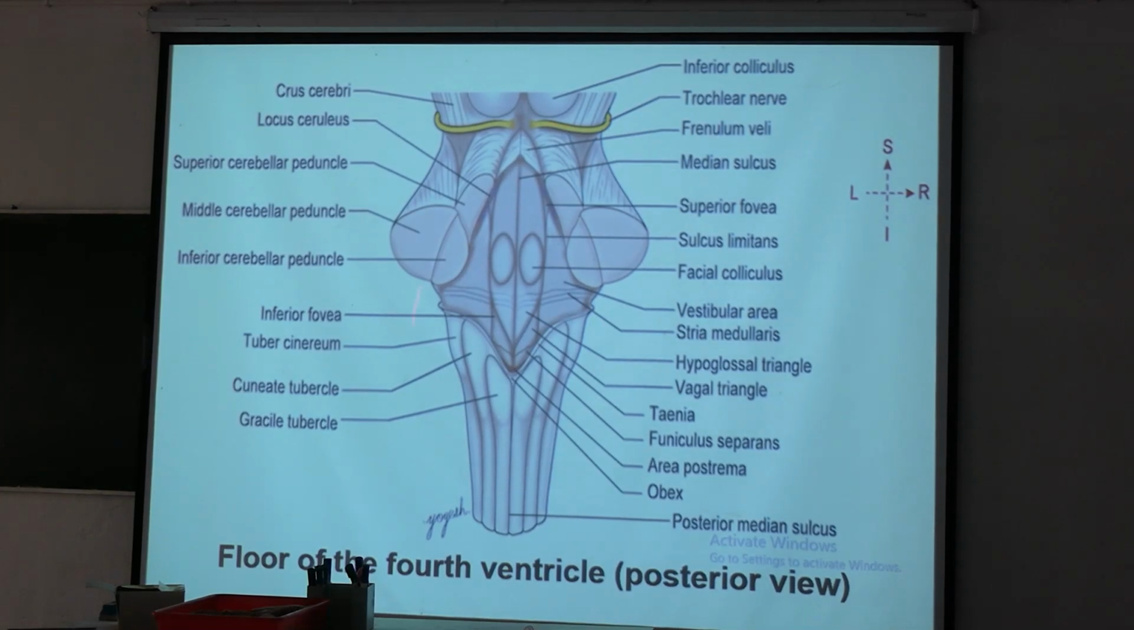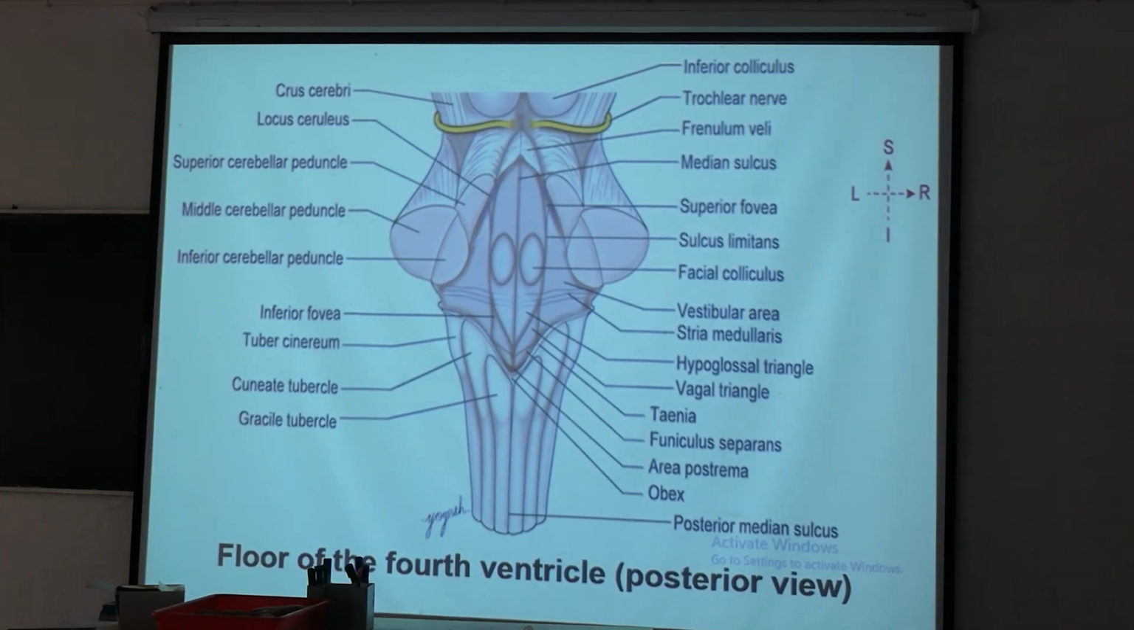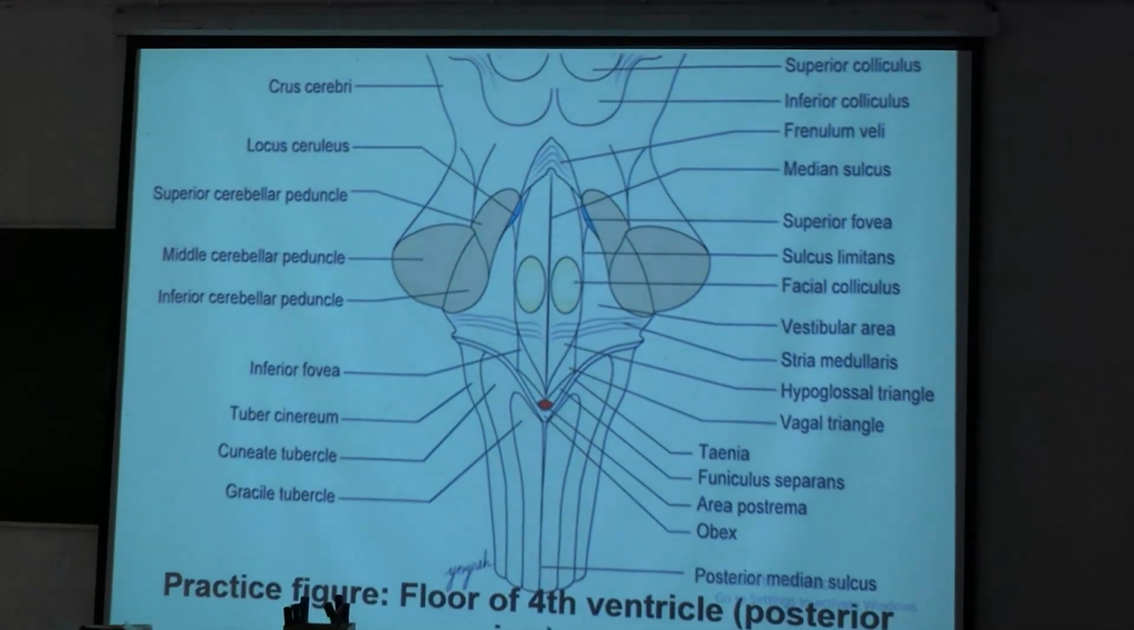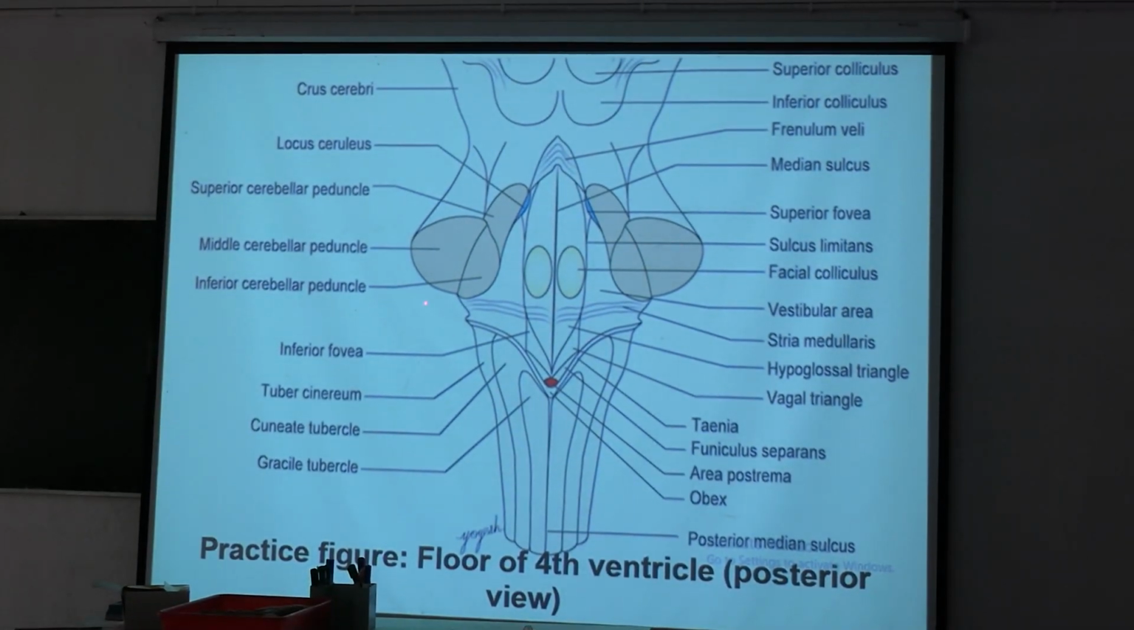So this diagram you practice, and you practice for theory, floor of the fourth ventricle. This schematic diagram, same things. See it properly. Median sulcus, these are sulcus limitans. In between the two, these are median eminence, these are facial colliculi. This is the vestibular area. Here is the hypoglossal triangle, vagal triangle. Here is the funiculus separans, area postrema. This is obex, and these are the tinea, and these are the stria medullaris.